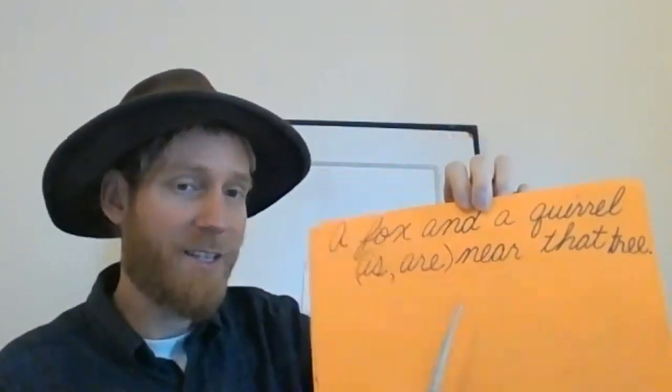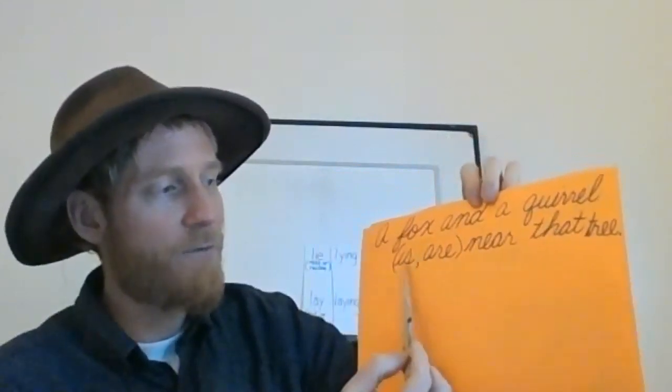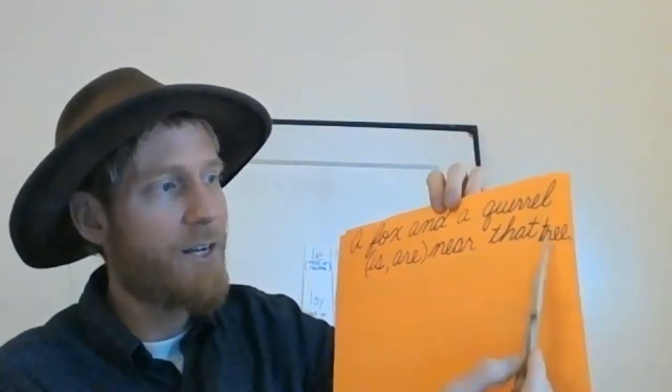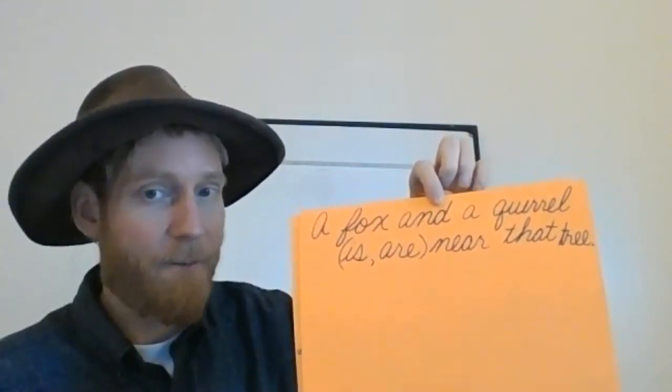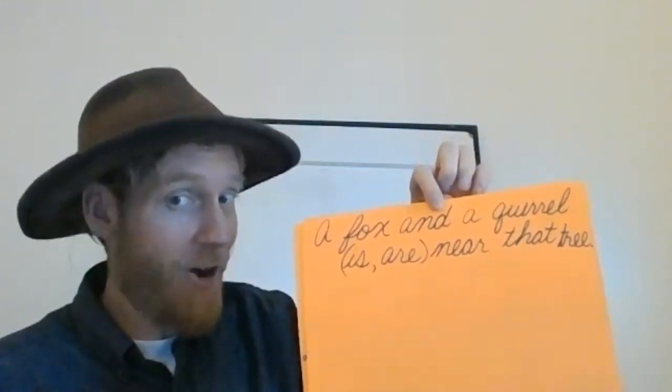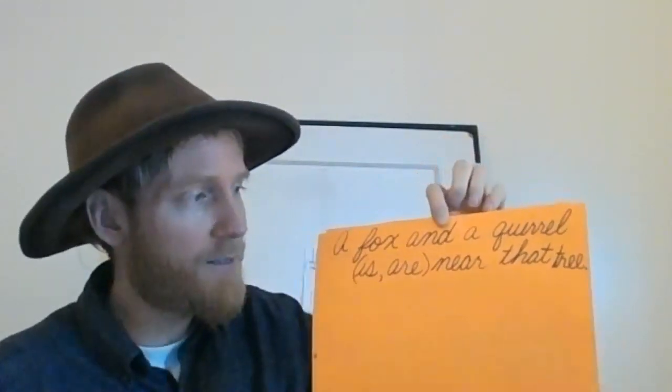A fox and a squirrel. Now don't let the singular forms here fool you. Is or are near that tree. Would you say is or are? If you said are, you are correct. Why? Why is it are and not is?